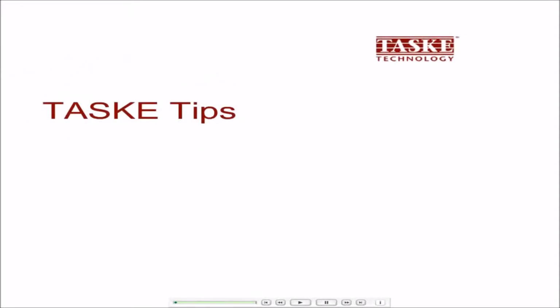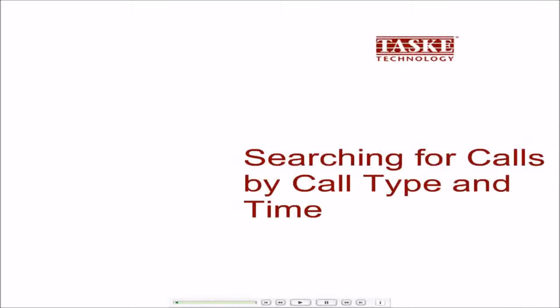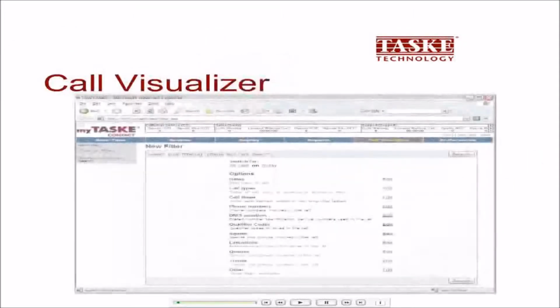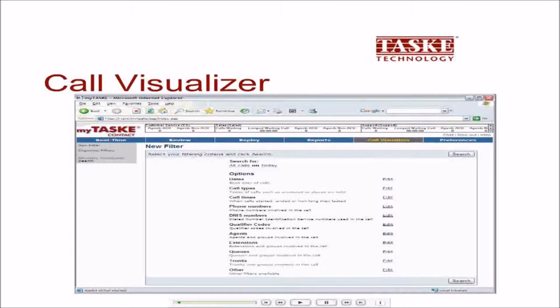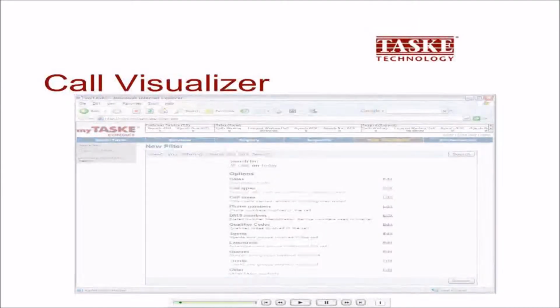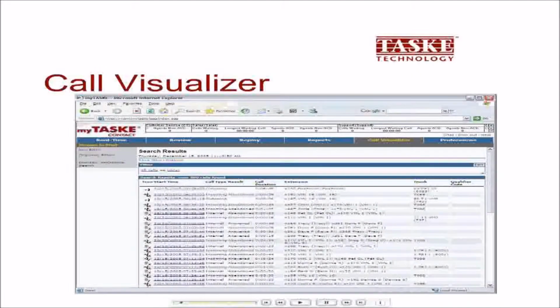This task tip discusses how to use the Call Visualizer area of My Task Contact to search for specific calls to and from your business. Call Visualizer is a cradle-to-grave search tool that can display every inbound, outbound, and internal call made by your employees, showing call details from beginning to end and all points in between.